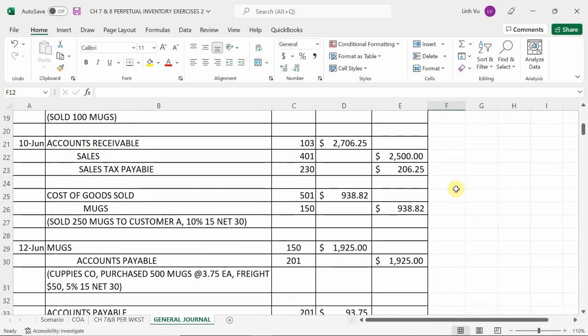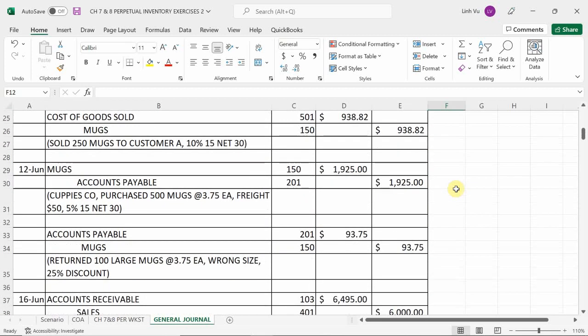Bill number 2 was on the 12th, right? We originally were charged a grand total of $19.25, but because we end up getting a discount on 100 of those coffee mugs, right? We end up reducing our account by $93.75. So that gave me $1,831.25 as a remaining balance.